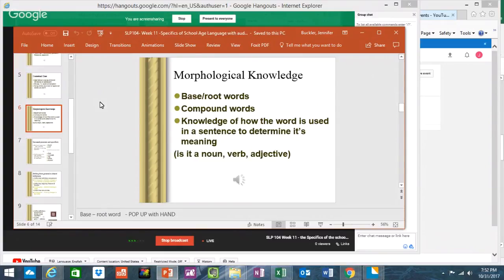We build other words through compound words, so dog house, dog bone, dog food, with the root word being dog. Base words can be actions, or they can be nouns, and how they're used in the sentence is how the child determines what the word means.